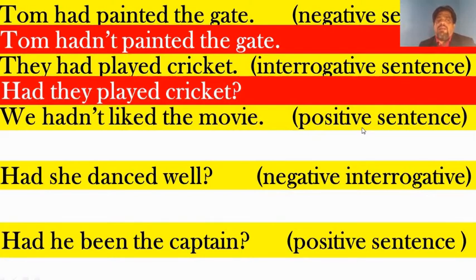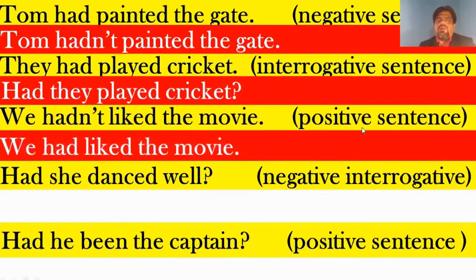Then, "We hadn't liked the movie." It's a negative sentence and you are asked to change it to a positive sentence. You can easily do it by removing the contracted form n't. And then you get: We had liked the movie. The past participle must be written.